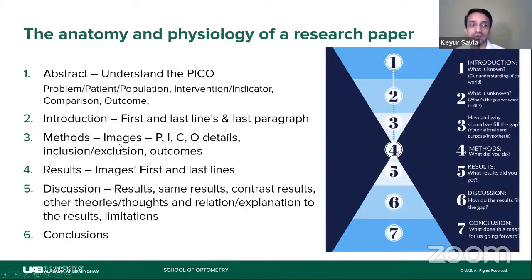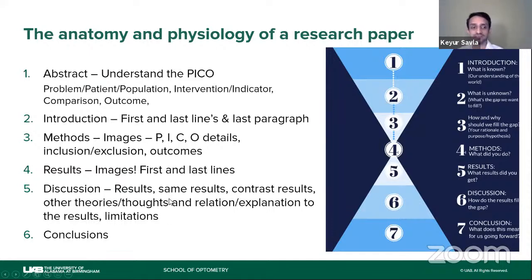Methods is the next. In this, you first look at the images. If there are any images, that is your primary area. What you're trying to understand is, again, the PICO details, and any details that come out of it. Inclusion, exclusion criteria, you want to look for this, and the outcomes, again, what outcomes were measured. Results, images, just look at the images. That will probably give you all the primary results. And at the most, you want to read the first and the last lines of all the paragraphs.